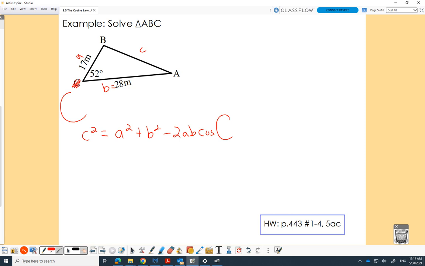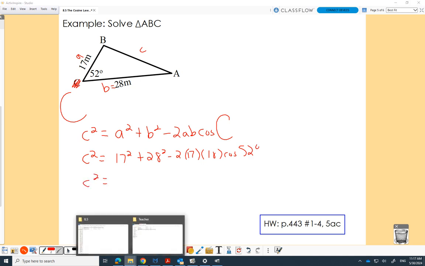This is the part I like about cosine law. Now you just plug them in. You just stick the numbers in. C squared equals, what was A? 17 squared plus 28 squared minus 2, 17, 18, cosine 52 degrees. No cross multiply, nothing like that. Just sub them all in. I'll show you one time how to do it.